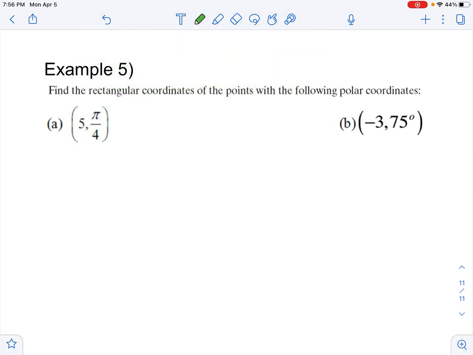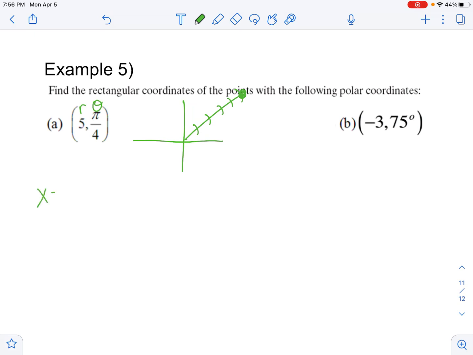So if we take a look at the point 5 comma pi over 4, we know there's our r and there's our theta. Okay, so let's think about where 5 comma pi over 4 is. We know pi over 4 is that ray right there in quadrant 1, and we've got to go 1, 2, 3, 4, 5 circles out, so that would be somewhere in quadrant 1. So we know the x and the y values have to both be positive.